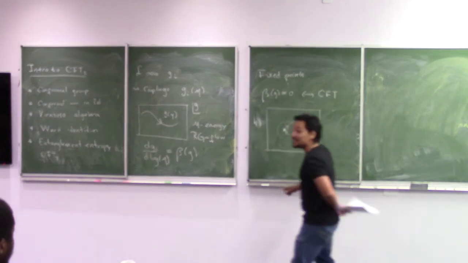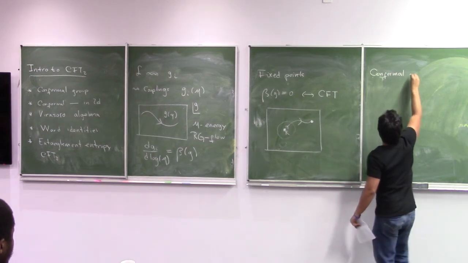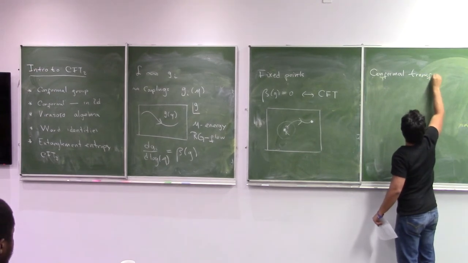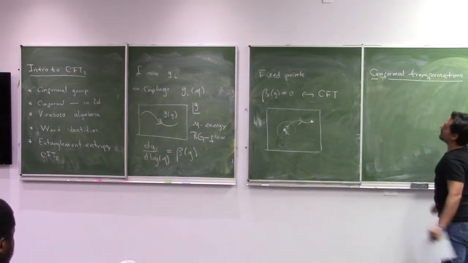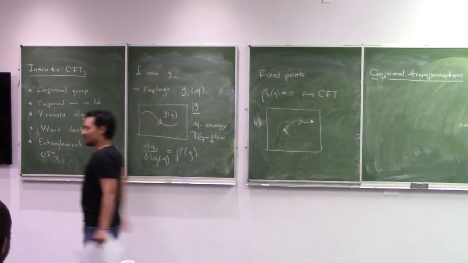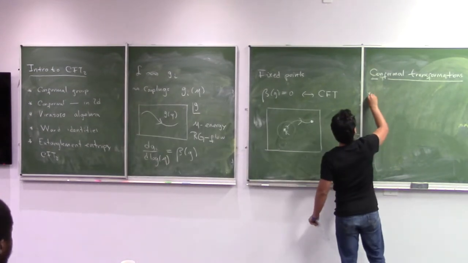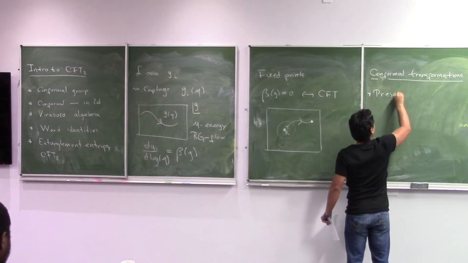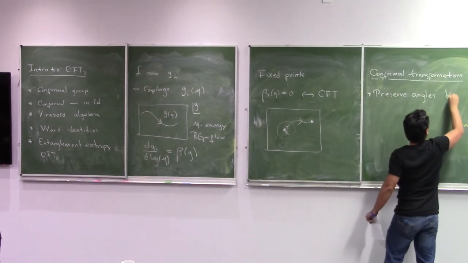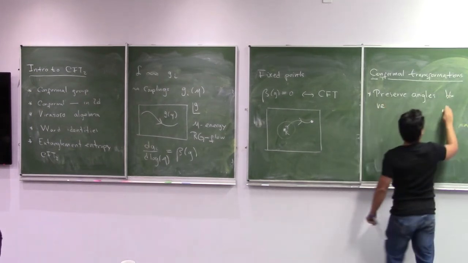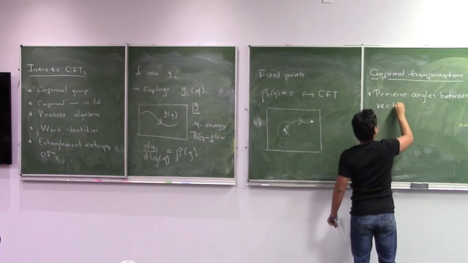Let's see what these things mean. So let's study something called conformal transformation. I used the word conformal, and I didn't even tell you about that. If you did some complex analysis, you know where we're going to land. But these are transformations that preserve angles. So this is the best way of defining it. They preserve angles between vectors. That's the definition.